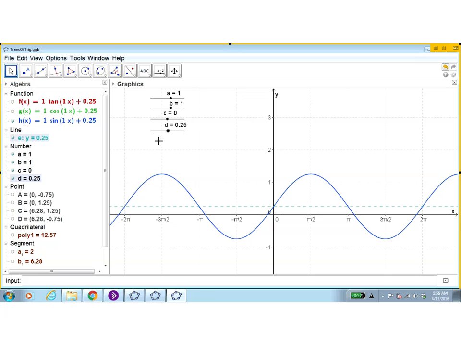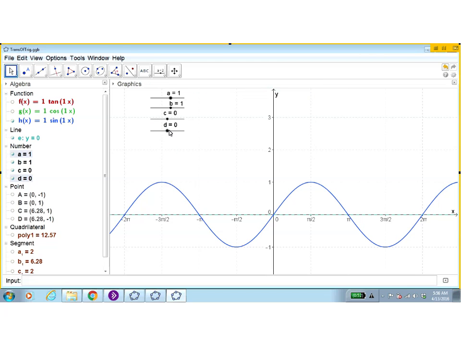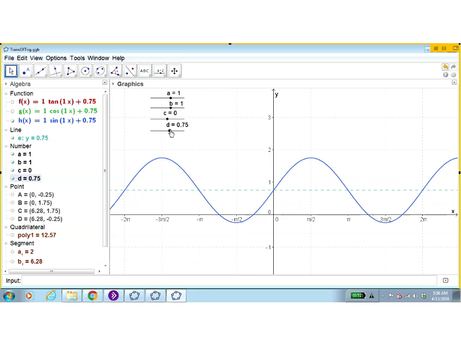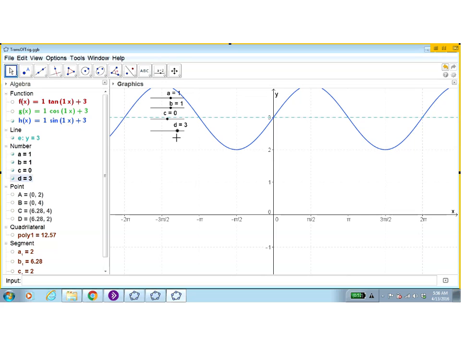But do you notice anything about the graph? Now let me go back. Here's 0. Right? And then if I increase D, what's happening to my graph? Well, you can probably see that it's going up 3, right? The midline, which is what this blue dashed line is called, had started at 0 on the x-axis. And now it's up at y equals 3. So if I could keep going, it's going to go off my graph.